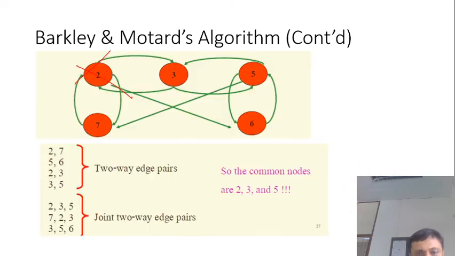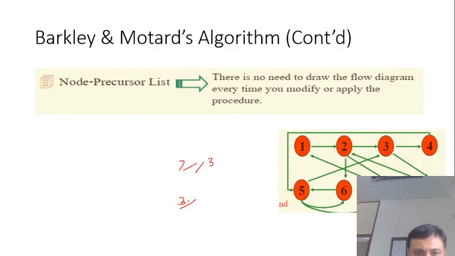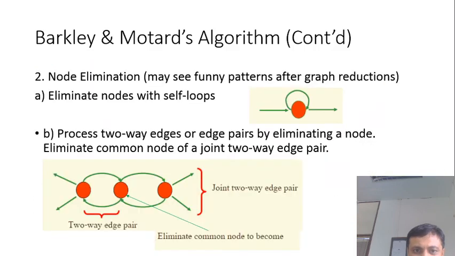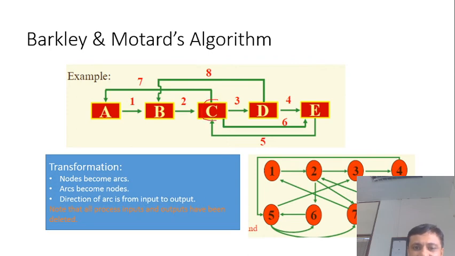In the same manner, if I had gone with 5 here, I would have ended with 2. So this is how I need to identify and apply the rules. So I got two answers, 2 and 5, as my TS stream, right? And the computational sequence would be C, D, E, A, B. What is that? It is this. It is C, because this is my TS stream and this is my TS stream.